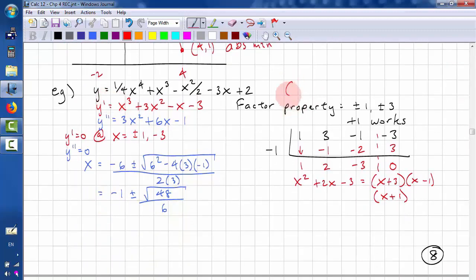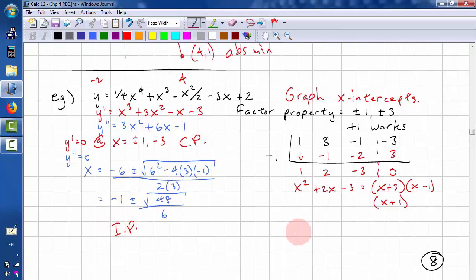Okay, so this is a graph example. We need to graph a polynomial. So we need to take the derivative, take the second derivative. We need to find intercepts, x-intercepts. We need to find critical points. And we need to find inflection points. And we also need to find the y-intercept. With a polynomial, it's easy. It's just a constant term.